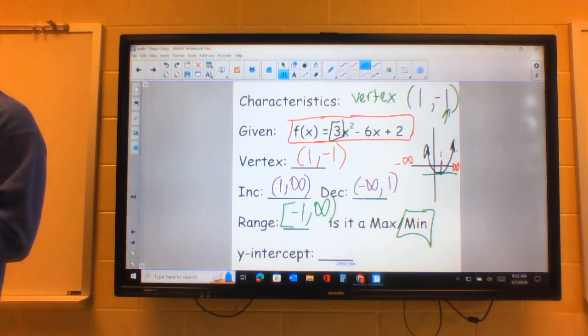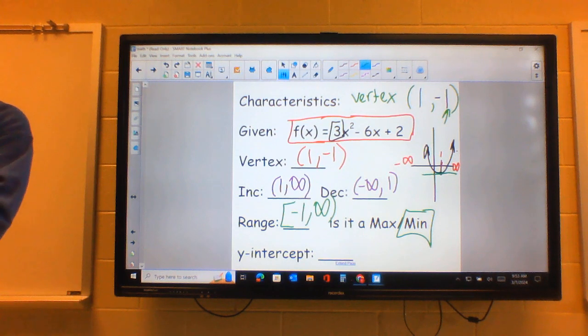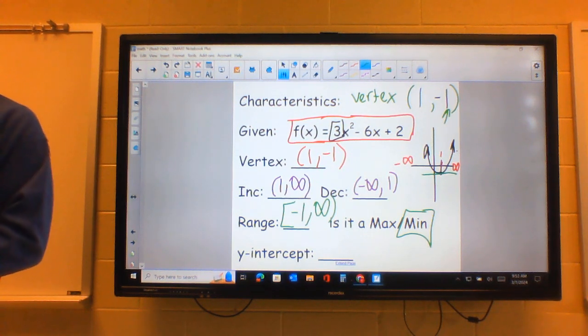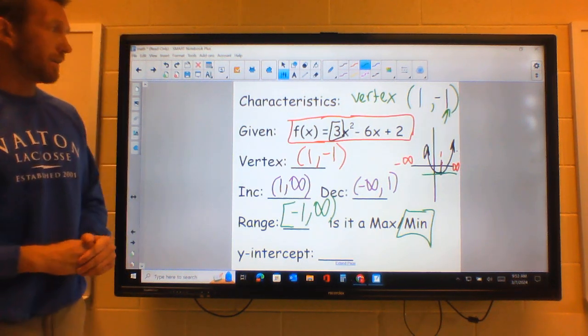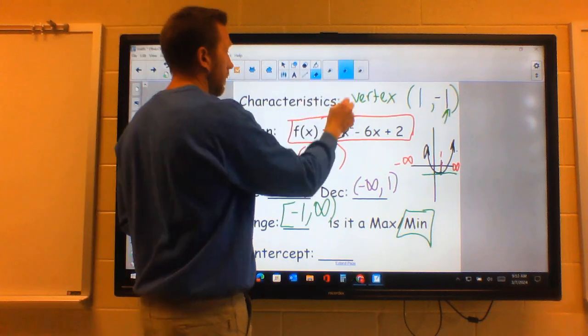And again, the two ideas that we set are what? What do we need to find if we want to sketch a graph? Yeah, vertex and the a value. Very good. Okay. Y-intercept is going to be the final thing I want to talk through.